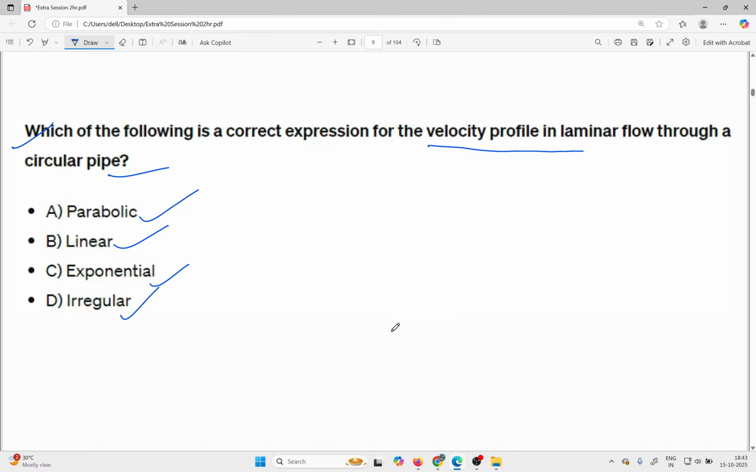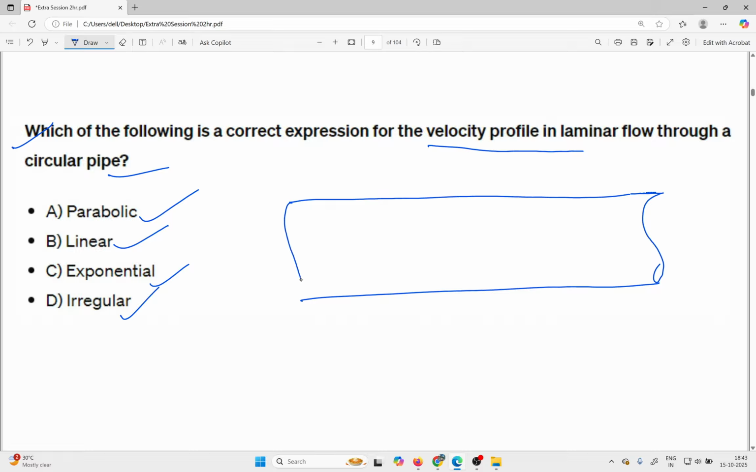Which of the following is the correct expression for the velocity profile in laminar flow through a circular pipe? Very important. So let me just discuss. You have one circular pipe. This is your circular pipe. So for laminar flow, your velocity profile will be parabolic. After the fully developed length, remember please, this will be the parabolic profile.